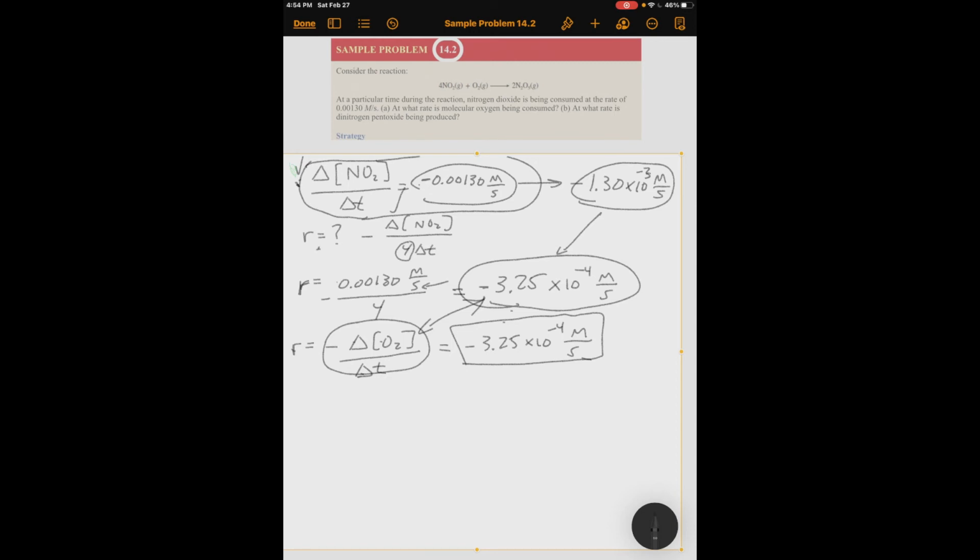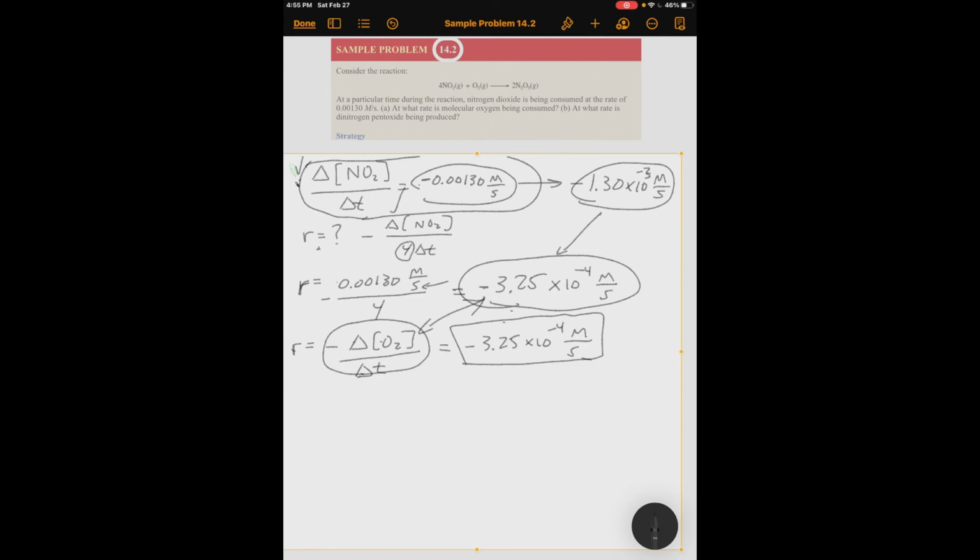Now, why is there a difference? It all comes down to the coefficients. Because there's a 4 in front of the NO2, it's going to be consumed faster than the O2 is. Now that might not seem intuitive. You might think, wait, they're going to get used up at the same rate. No, that's not true. They don't get used up at the same rate.